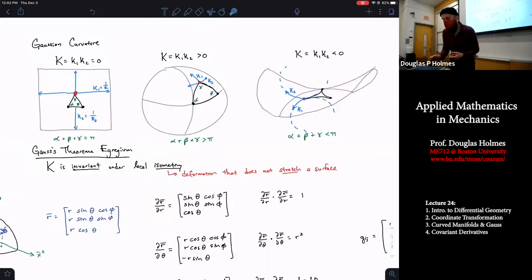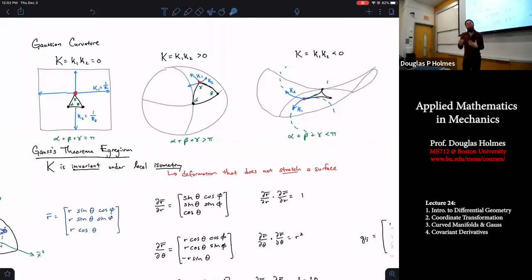If we know that stretching is costly, and we know that the only way to change the Gaussian curvature of an object is by stretching it, then we know that if I have an object that's initially flat, I can't change it to being spherical without stretching it. Same thing, if I have an object that's initially spherical, I can't change it into something that is a saddle without stretching it, and same for a saddle to flat.